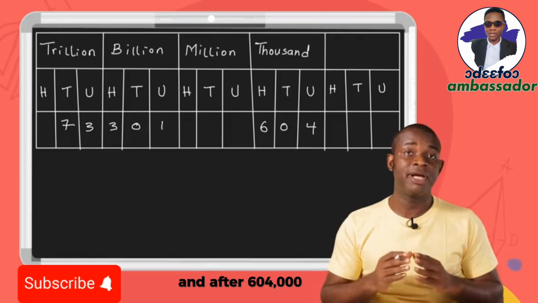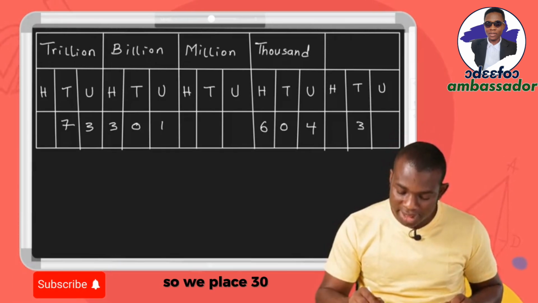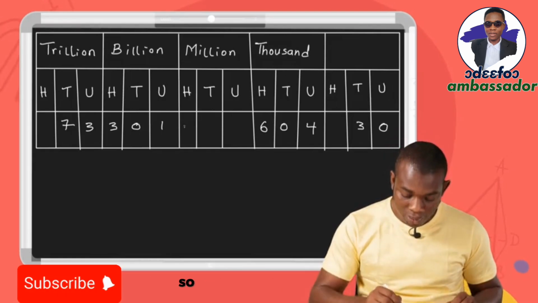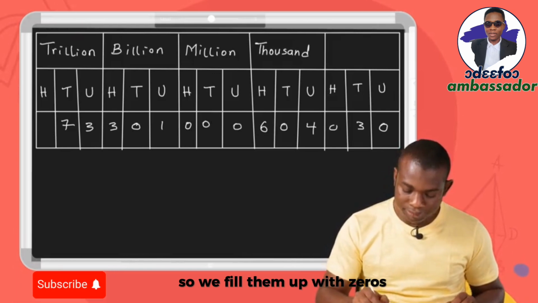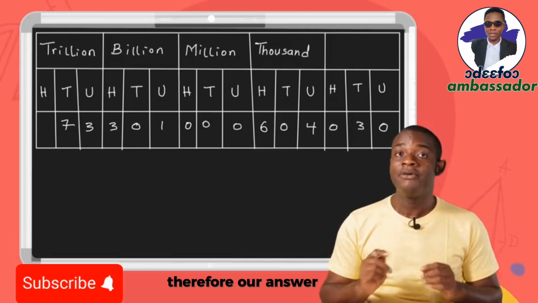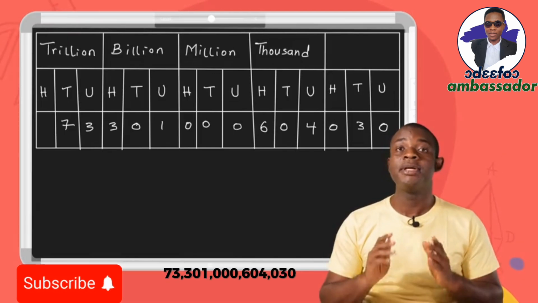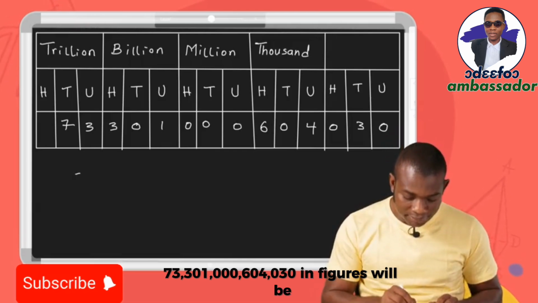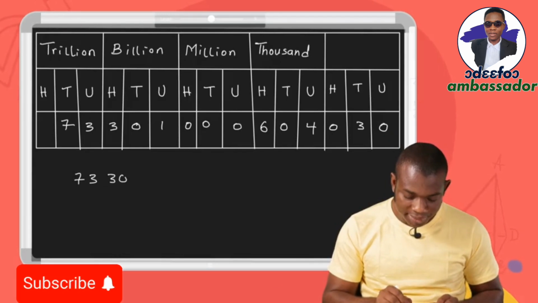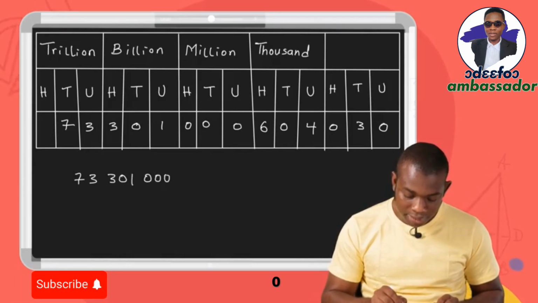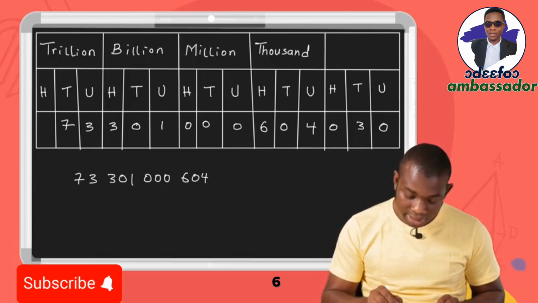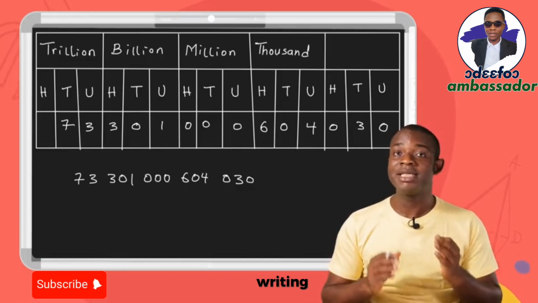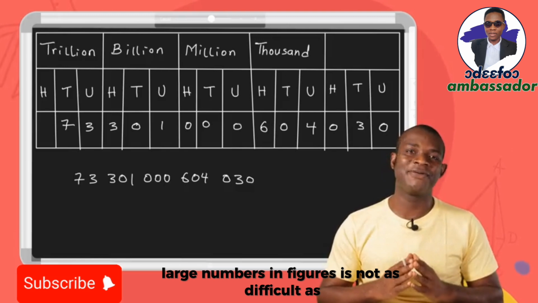So under 1,000, we have 604. And after 604,000, we have 30. So we place 30 in the last column. Now we also have empty spaces between numbers, so we fill them up with zeros. Therefore, our answer for writing 73,301,604,030 in figures will be 73,301,604,030.